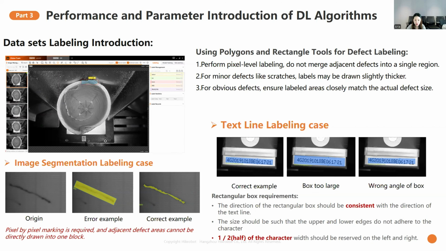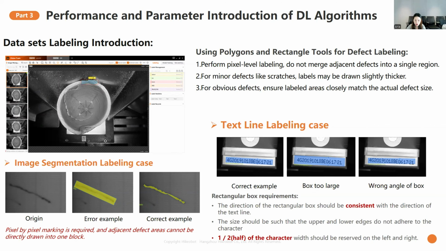On the right side are labeling cases for OCR recognition. The middle one is also an incorrect sample, because the detection box, the rectangle box, is too large compared to the actual text line. The right sample picture is also a wrong example, because the direction of the rectangle box, the ROI region, is not consistent with the direction of the text line.